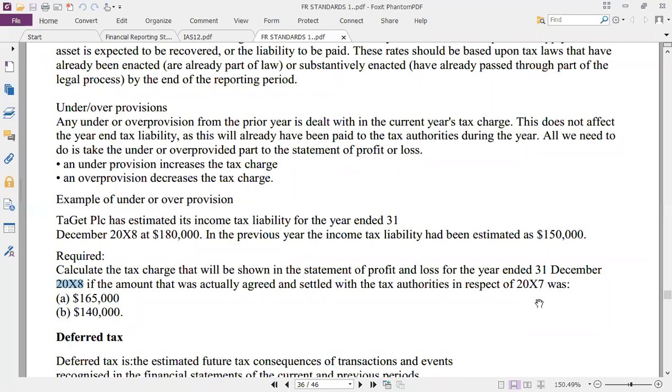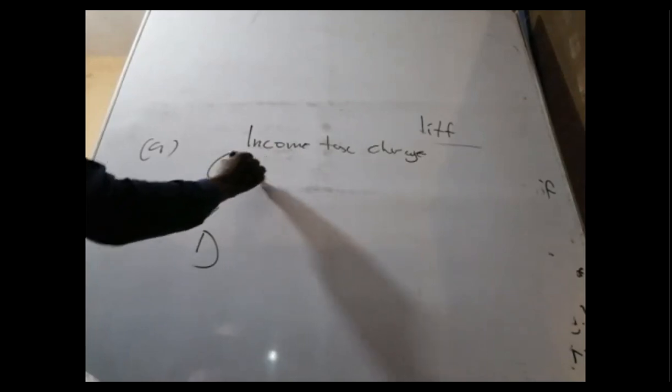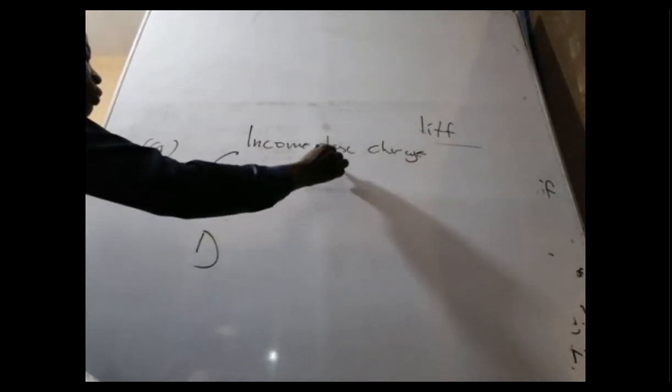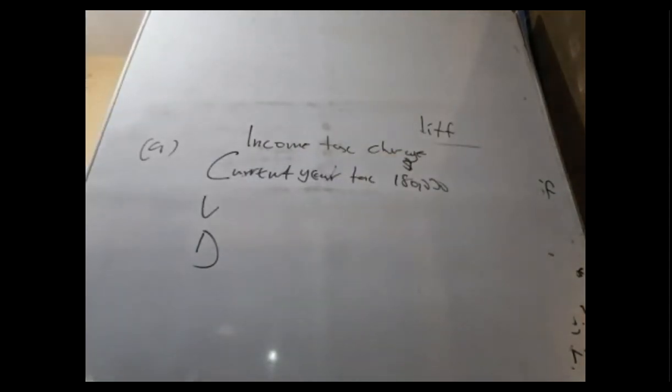Good. So the 180,000 is the current year. The target PLC has estimated its income tax liability for the year ended 31st December 2018 at 180. So that's the current year tax. So let's go and put it down. C, we are looking for the income tax charge. So first, current year tax is $180,000. Then let's see if they will be under or over.